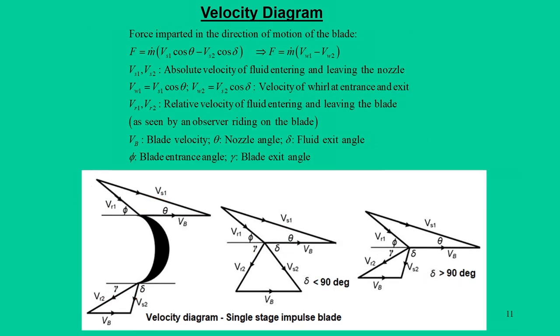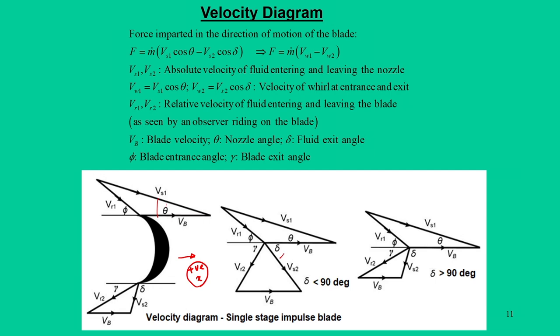For that reason we have to find out the force imparted in the direction of the motion of the blade. We always refer to the Vb direction as the positive x direction. By looking at these velocity diagrams, we can find that the force imparted in the direction of the motion of the blade would be m dot into Vs1 cos theta, which is this component, minus Vs2 cos delta.